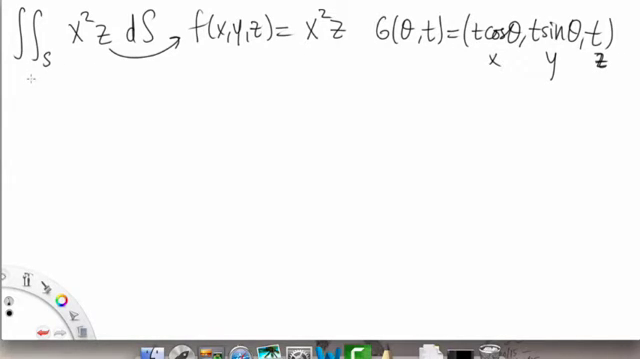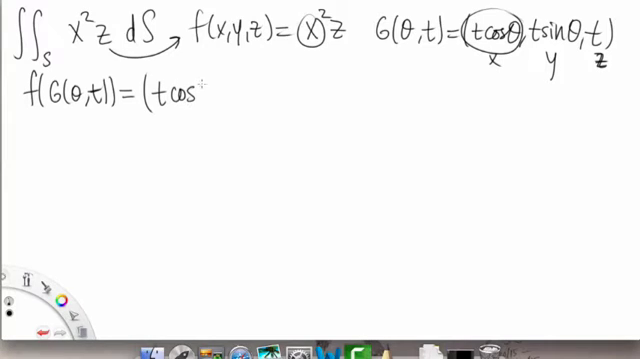Okay, so now let's find f of g of theta, t. In this case, what we're going to do is plug in everything, so we're going to write x, y, and z in terms of thetas and t's. How we're going to do that is, for every x that we see, we're going to plug in t cosine theta, and for the z's, we're going to plug in whatever the parameterization tells us to do. So that would be t in that spot, okay?